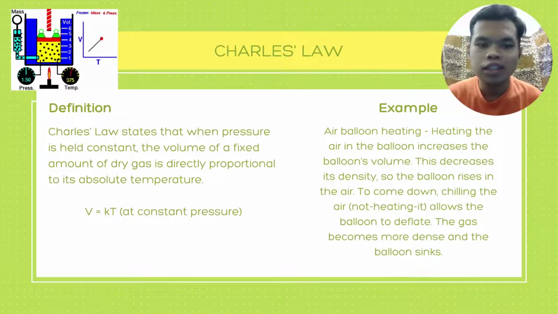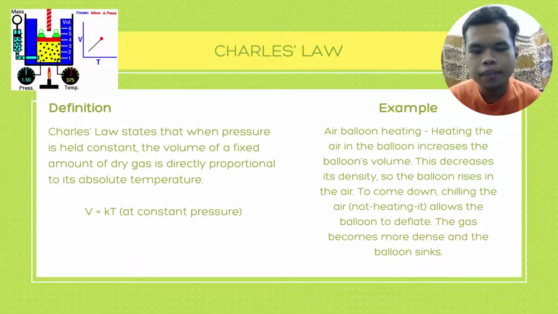The next gas law is Charles' law. Charles' law states that when pressure is held constant, the volume of a fixed amount of dry gas is directly proportional to its absolute temperature. An example is a hot air balloon being heated.